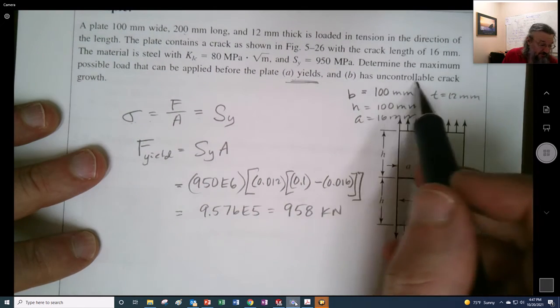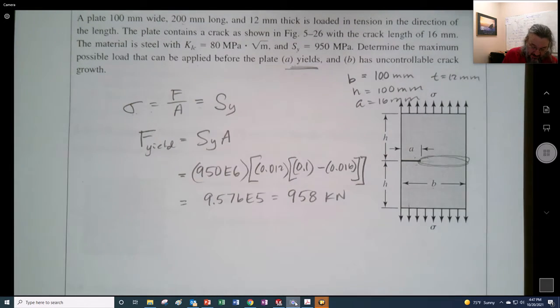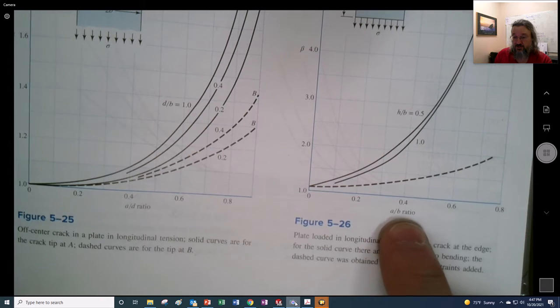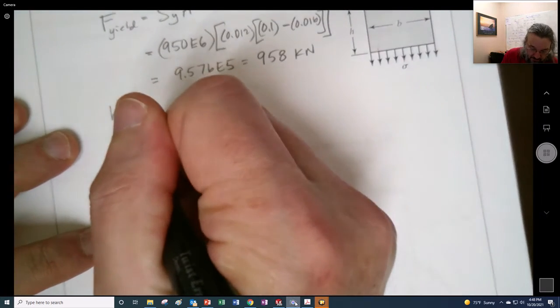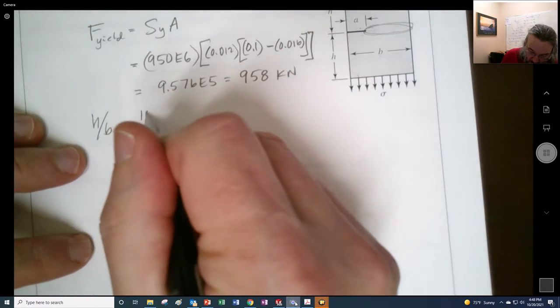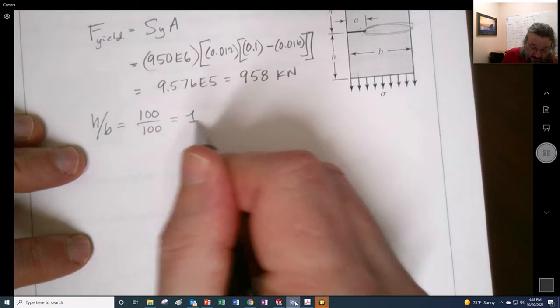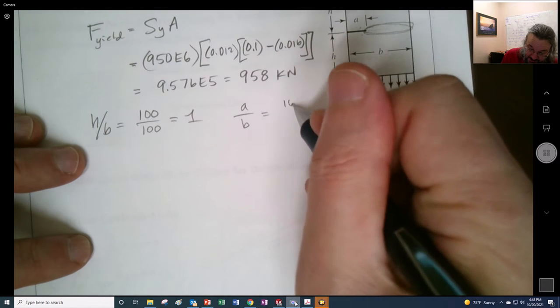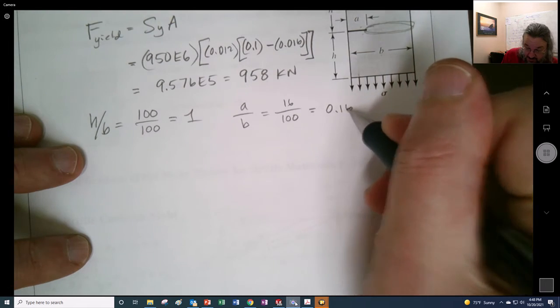Now we want to go for the fracture mechanics right here. And the first thing we're going to need to do is find our beta. So we need H over B, and we also need A over B. H over B is going to be 100 divided by 100, that's 1. And then A over B is going to be 16 over 100, and I get 0.16.